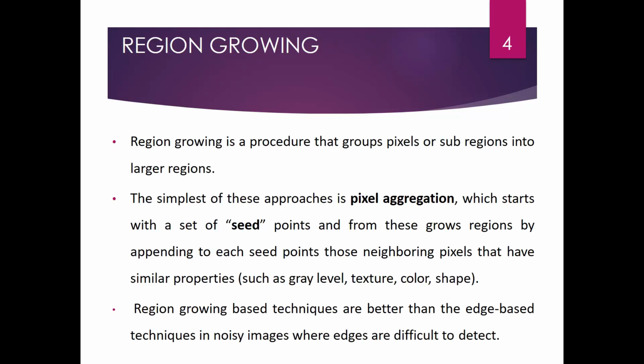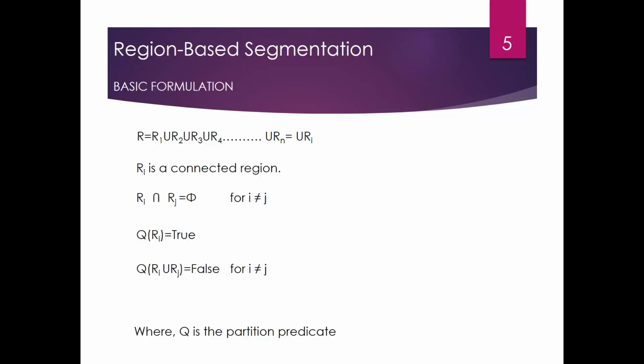Now region growing. Region growing is a procedure that groups pixels or subregions into a larger region. The simplest of these approaches is pixel aggregation, which starts with a set of seed points and from these grows a region by appending to each seed point those neighboring pixels that have similar properties. That property might be intensity, color, or shape. Region growing based techniques are better than edge based techniques in noisy images where edges are difficult to detect.